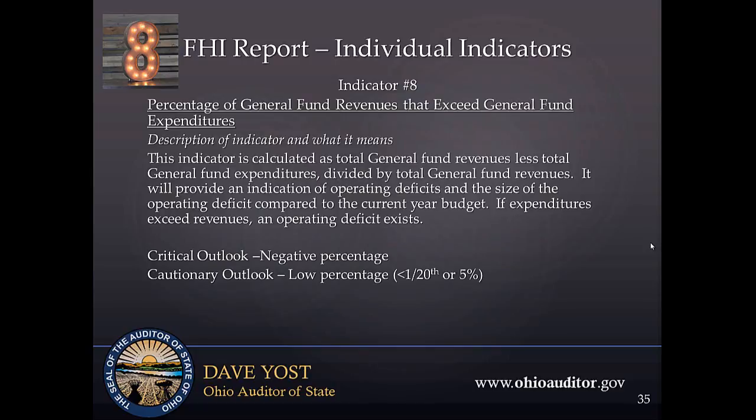This indicator is important because it reflects if an operating deficit exists, but also emphasizes the size of the deficit as compared to the current year's budget. This is an indication of the shortage in the current budget. A trend of operating deficits indicates potential financial hardship. The critical indicator for indicator 8 would be a negative percentage. The cautionary outlook would be a low percentage, defined as 5%.